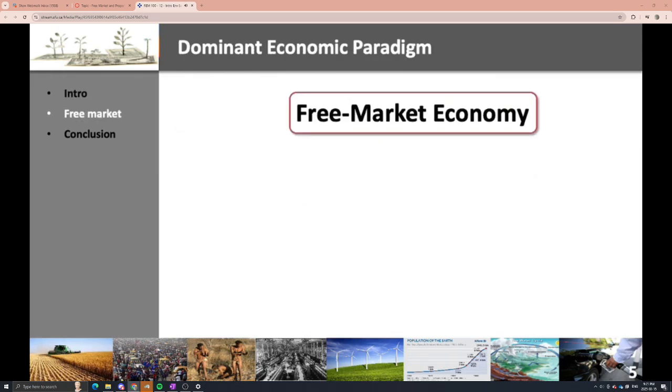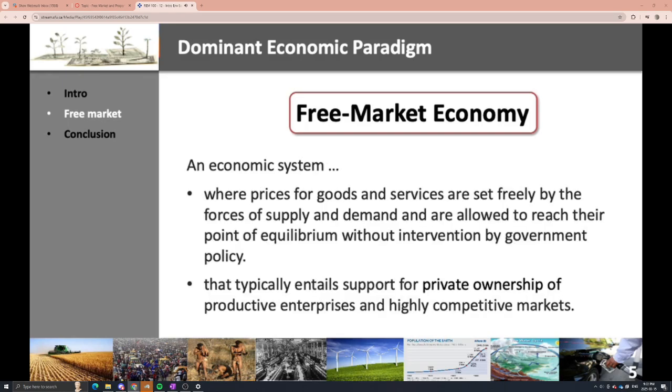One of the dominant economic paradigms of our time is the free market economy. The free market economy is an economic system where the prices for goods and services are set by the forces of supply and demand without any government intervention. This means that the government does not have any say in how cheap or how expensive things are. In such an economic system, companies and products are privately owned, and we have competitive markets where producers and sellers compete for buyers and clients.